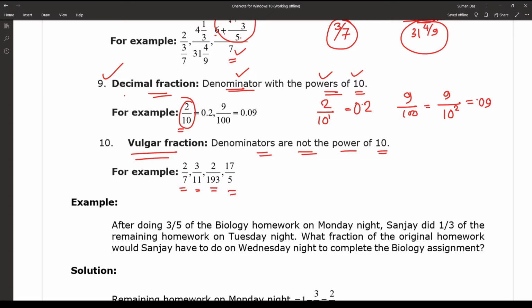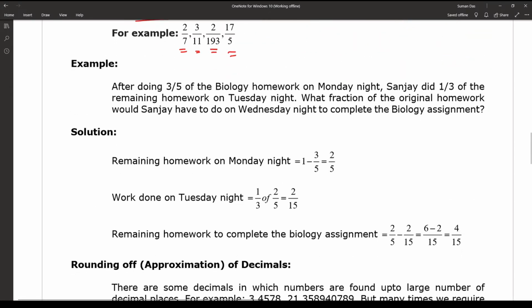Let's check the fraction with a word problem. The word problem is like this. After doing 3 by 5 of the biology homework on Monday night, Sanjay did 1 by 3 of the remaining homework on Tuesday night. What fraction of the original homework would Sanjay have to do on Wednesday night to complete the biology assignment?